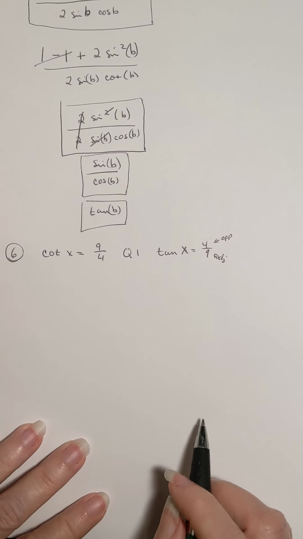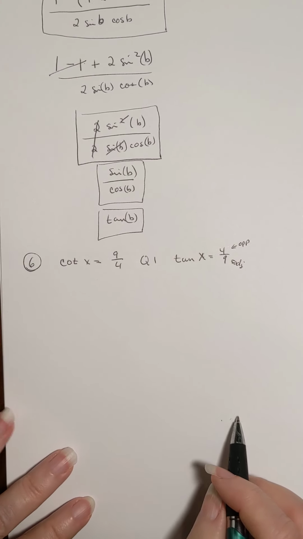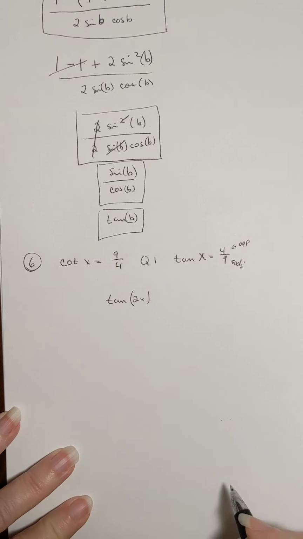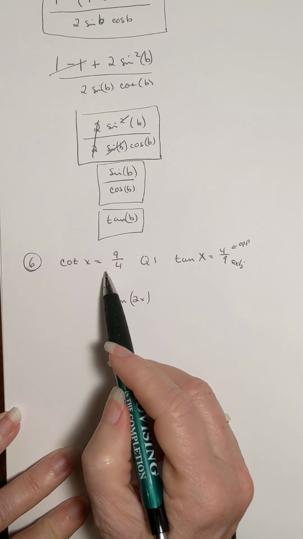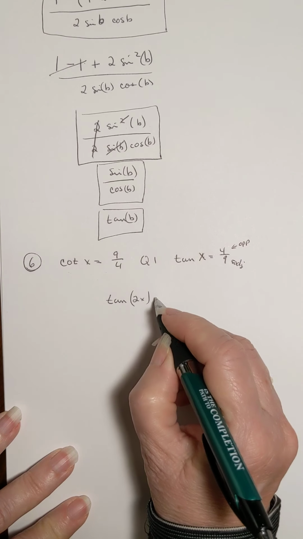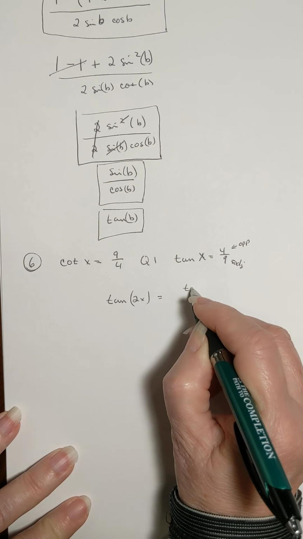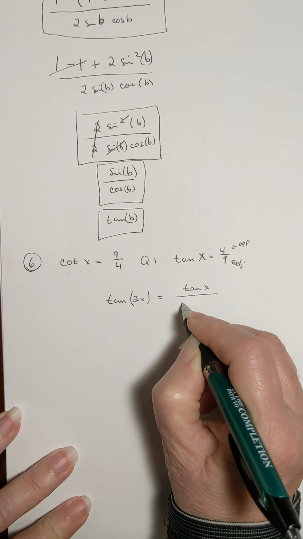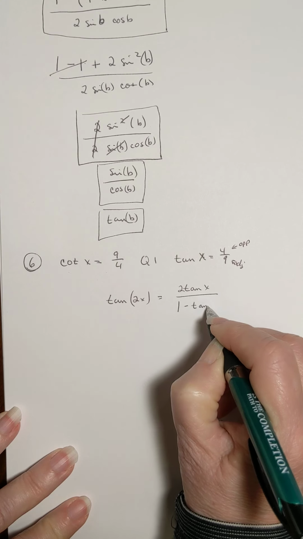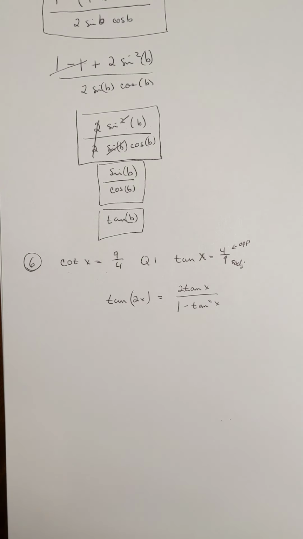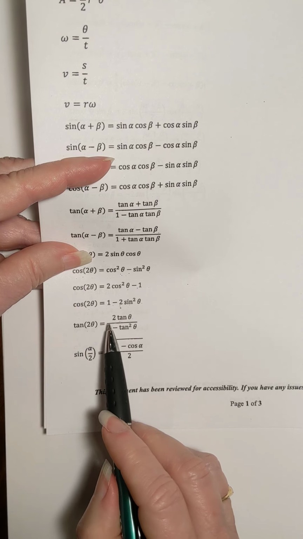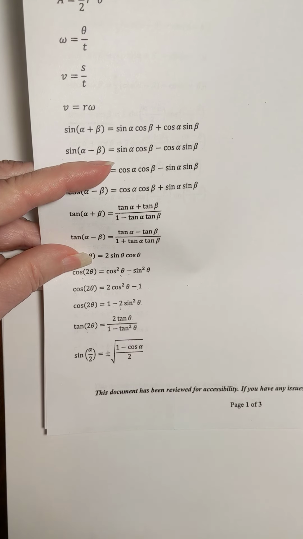Now this one I don't actually need to draw the triangle, because all they're asking for is the tangent of 2x. So I could use the cotangent form of it and draw the triangle, or I can just use the tangent form of it, because the tangent of 2x is just 2 tangent x over 1 minus tangent squared x. Let me find that formula. Tangent of 2 theta equals 2 tangent theta over 1 minus tangent squared theta.